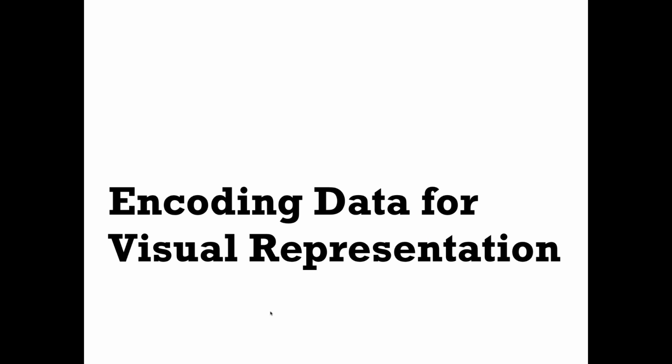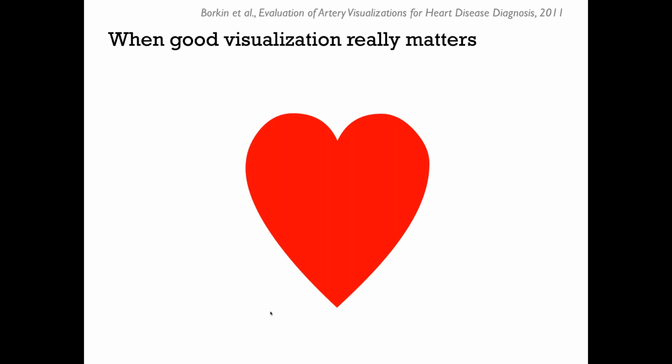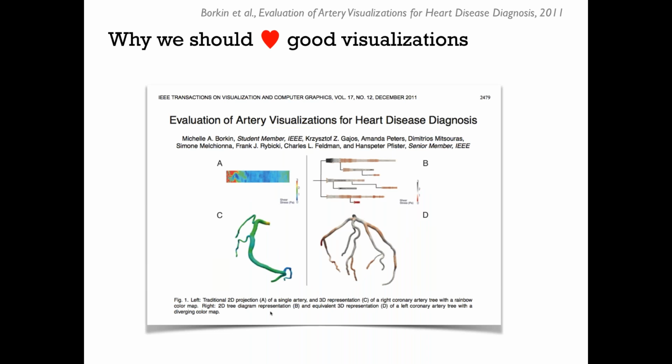And I want to give you an example of why we really need to think about how to do this and why that matters. There's a wonderful paper by a colleague of mine, Michelle Borkin, and other colleagues here at Harvard, who studied visualization of arteries in the heart to diagnose heart disease. The paper is called Evaluation of Artery Visualization for Heart Disease Diagnosis. The question that they were trying to answer is how to best visualize something called endothelial shear stress. That has to do with the blood flow through the arteries.